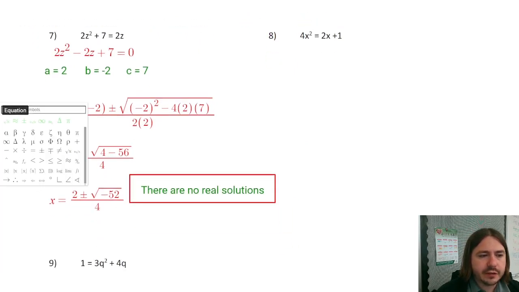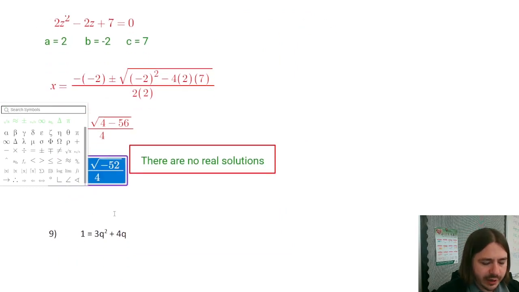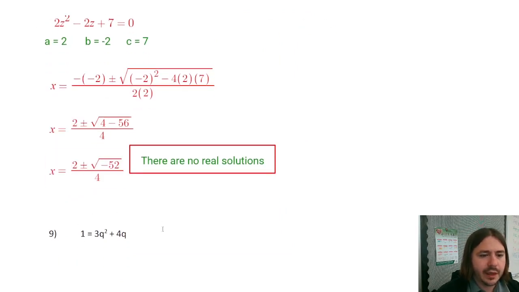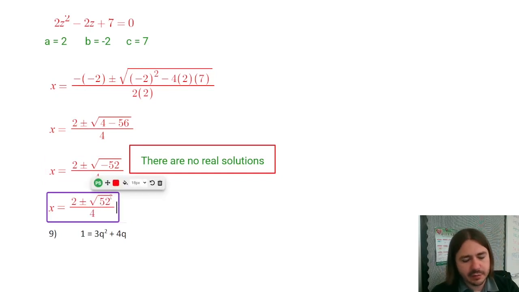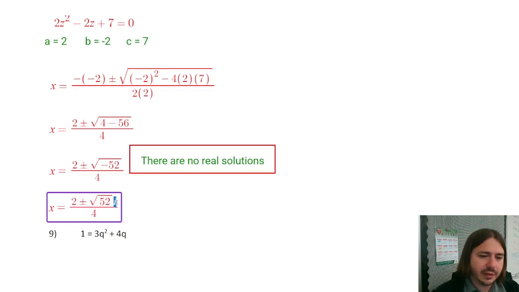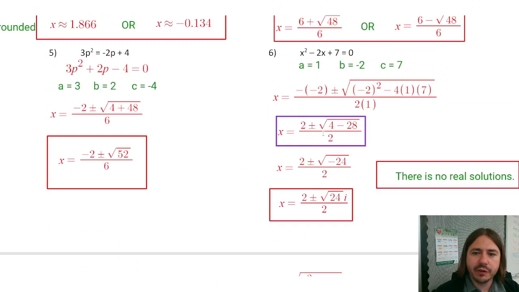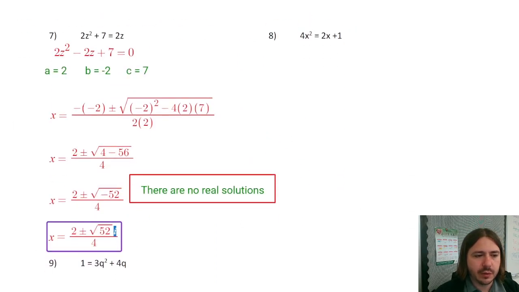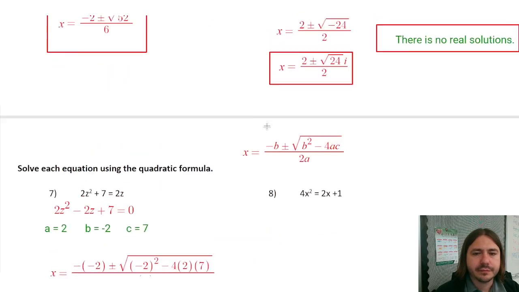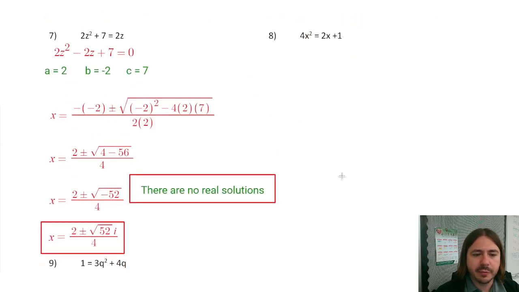If you do want to write the complex solutions, the way to write this is basically exactly the same, except instead of writing square root of negative 52, we'll write square root of 52 times the imaginary number i. And the i is really just the square root of negative 1. And I showed you up here on the previous problem how to factor that out. So just rewind a little bit for number 6. You can see where I'm getting that. But yeah, so there are no real solutions here. So either one of these is fine. It's the same thing as number 6, basically.